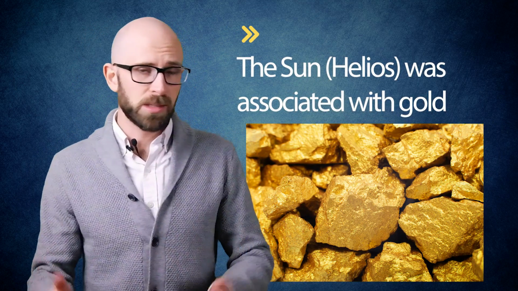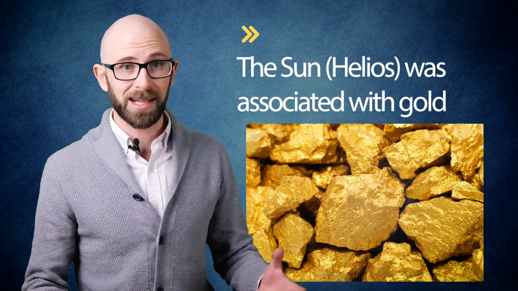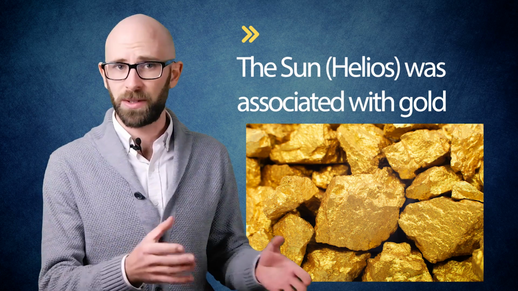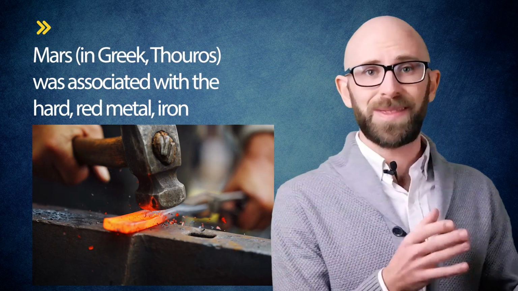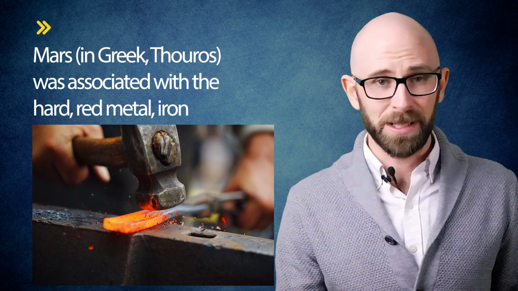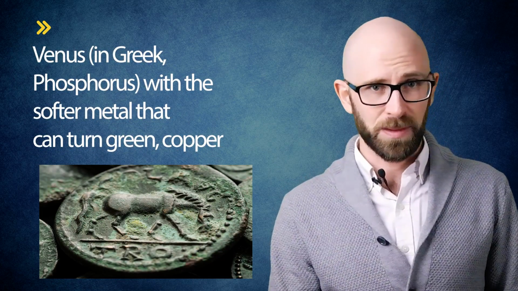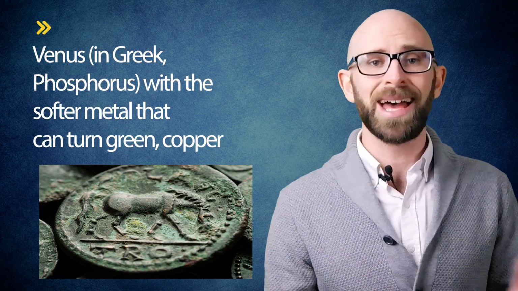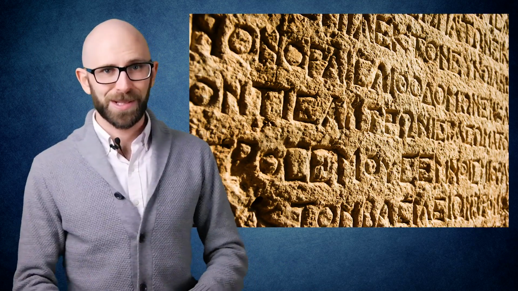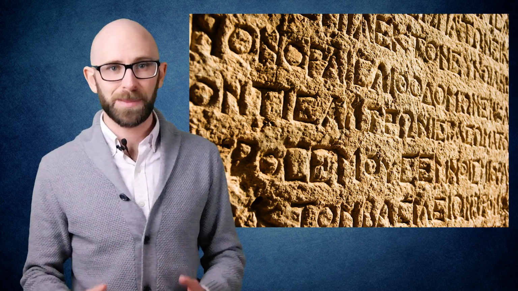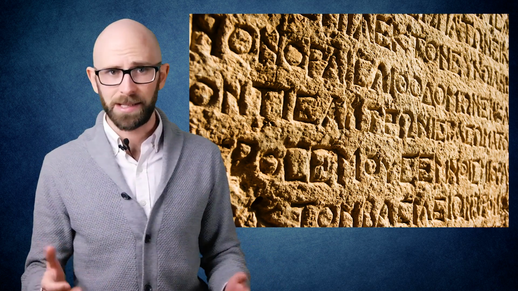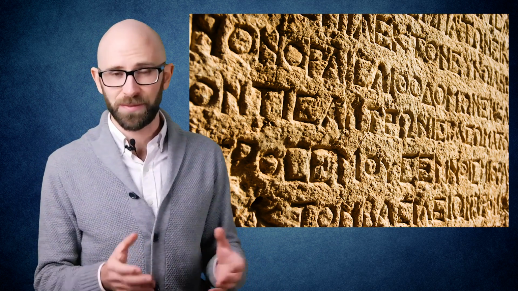Each heavenly body, along with its god, was also associated with a particular metal. So, for example, the sun was associated with gold. Do note here that in truth though, the sun is white in the human visual spectrum, not yellow. Mars was associated with the hard red metal used to make weapons, iron, and Venus with the softer metal that can turn green, copper. Writing about these metals, the Greeks would refer to them by their respective gods' names, and then, as now, these were spelled with a combination of letters.